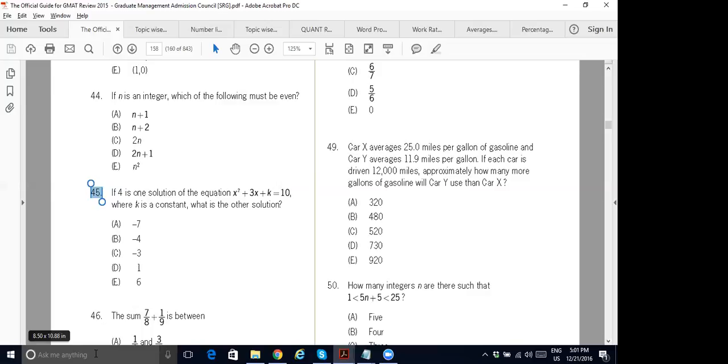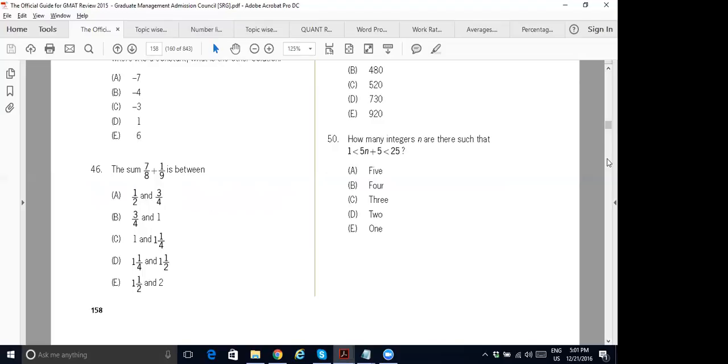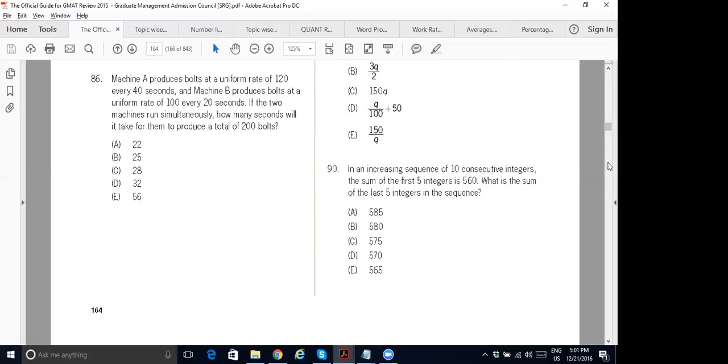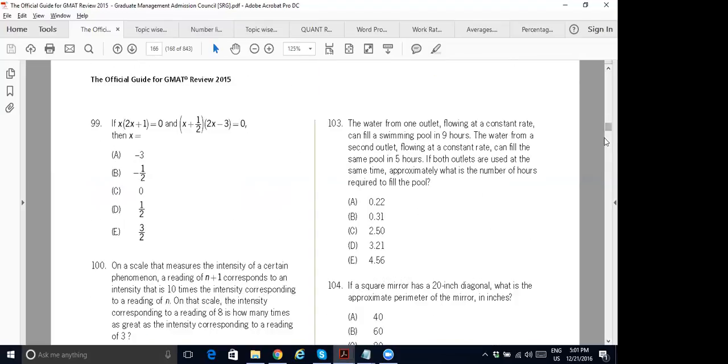-7. Yes, that is right. So you just have to find the value of k first, and once you have the value of k, then you have to find the roots of the equation. Correct. Okay. What about question number 99?